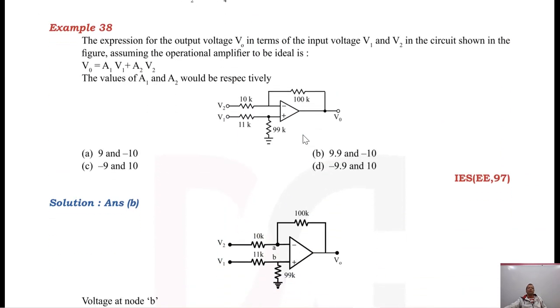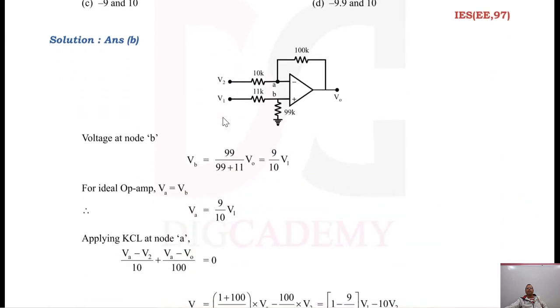Fine. Now let us see the next example. The expression for the output voltage, we note in terms of V1 and V2 in the circuit shown in the figure. You have to find the output voltage. And that is V naught is equal to A1 V1 plus A2 V2. That expression of output voltage is given, and you have to find A1 and A2. So you find the output voltage by first finding the voltage at this node, then apply KCL at this node, and you will get the output voltage in terms of V1 and V2. So that is the simple procedure we have been following till now.